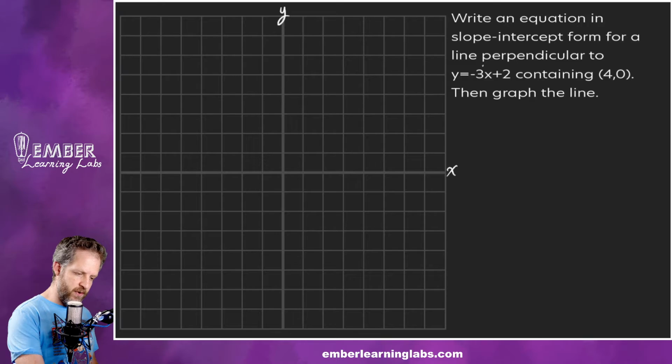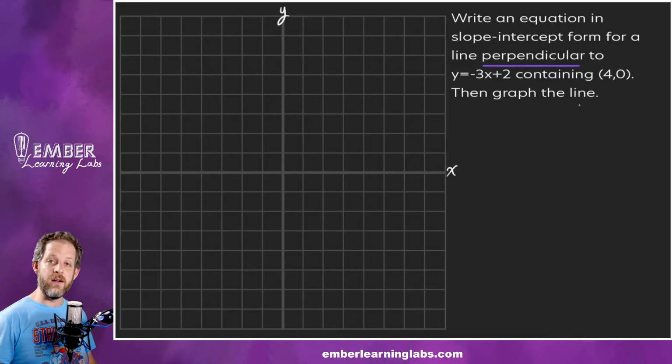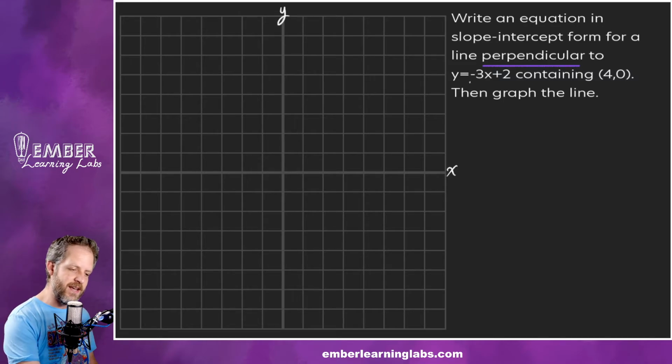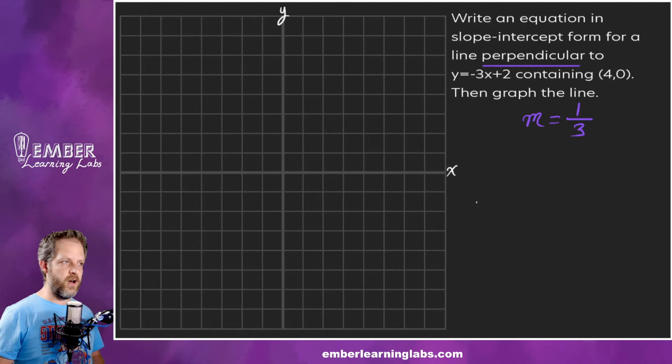So we need to remember from last lesson or Algebra 1 or wherever else, what's true about perpendicular lines. Well, they have opposite reciprocal slopes. So we got to flip this sign and flip it over, right? So our m that we're interested in is positive 1/3. Now we've got a slope, we've got a point. We're going to put it in slope-intercept form and roll on down the way.